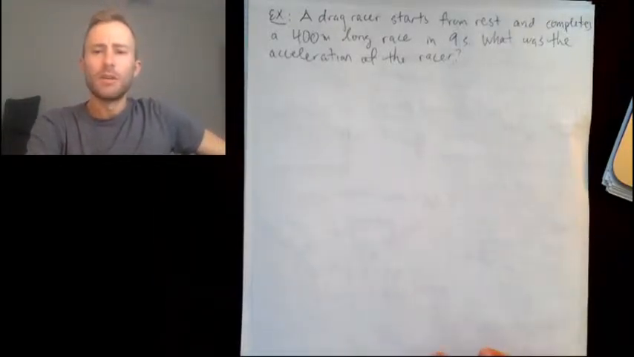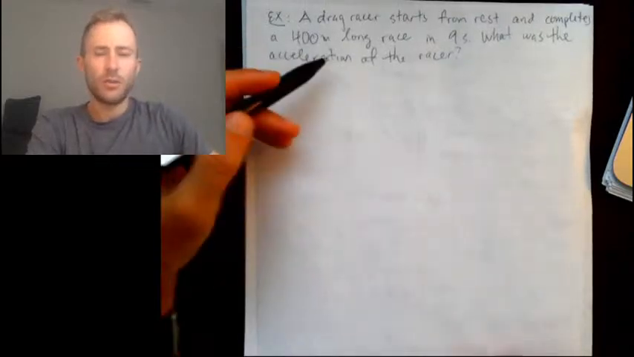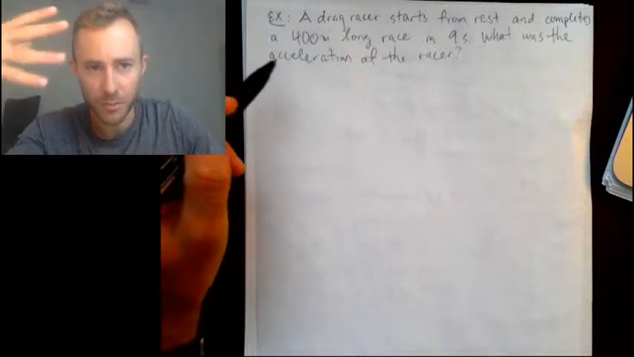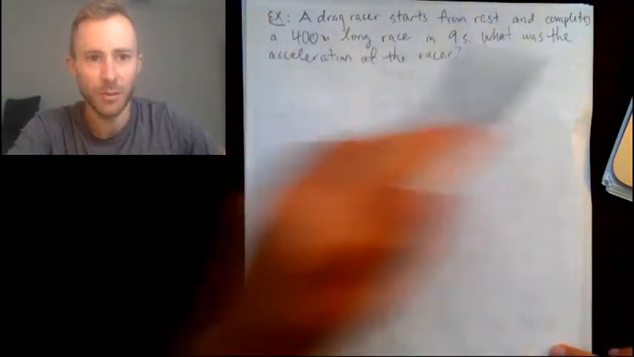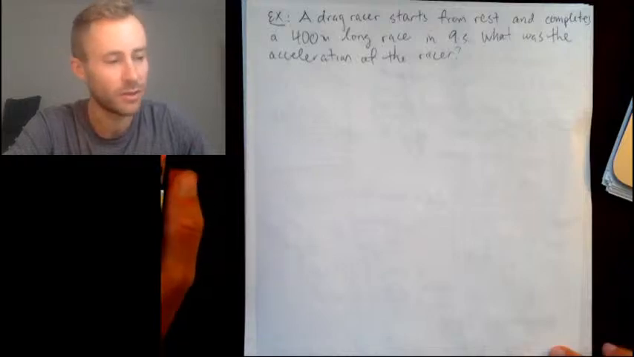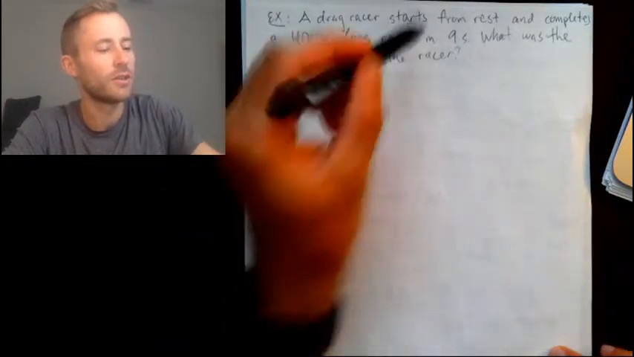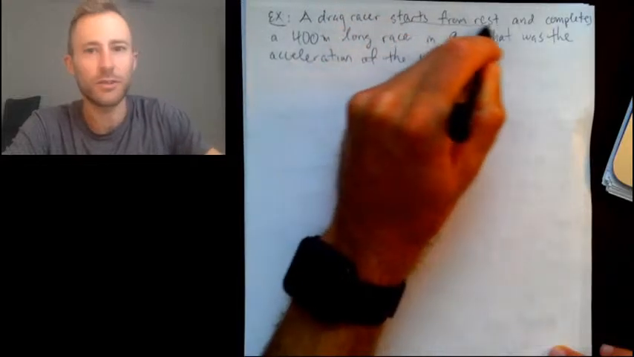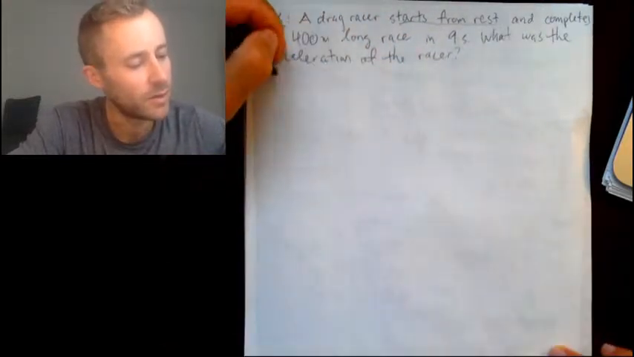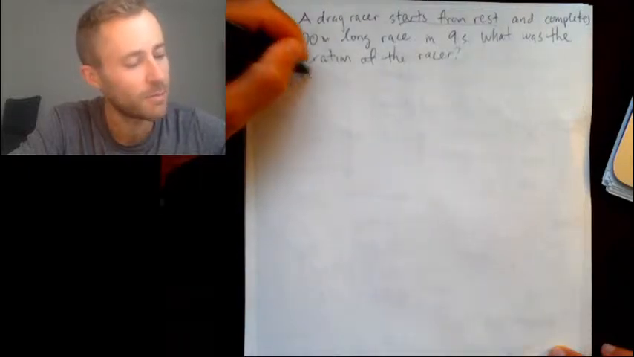Okay. So how do we solve this problem? Well, what we want to do is parse the problem. Parse means you just sort of scan it for information. We're going to scan this problem for information that is going to help us solve it, okay? So a drag racer starts from rest. Starts from rest. That means that the initial velocity of the drag racer is 0.